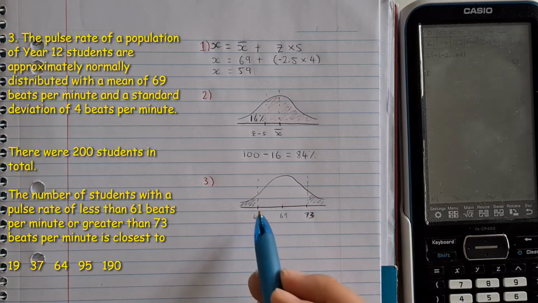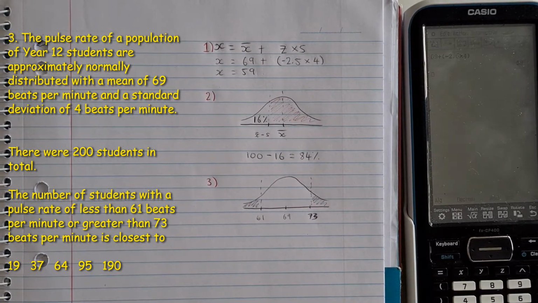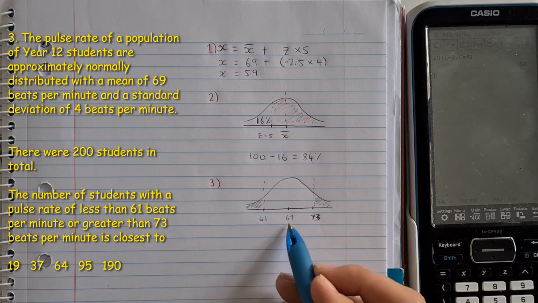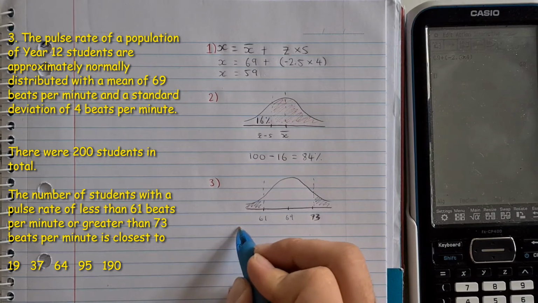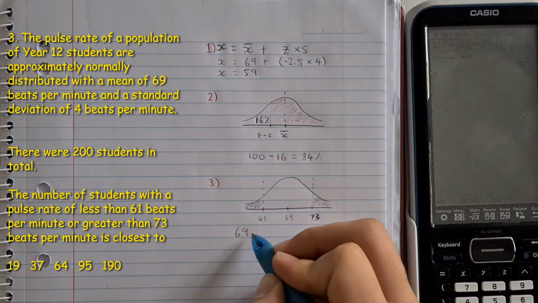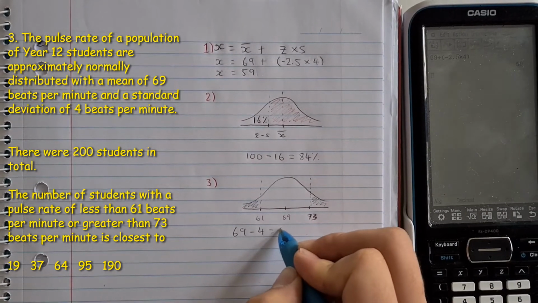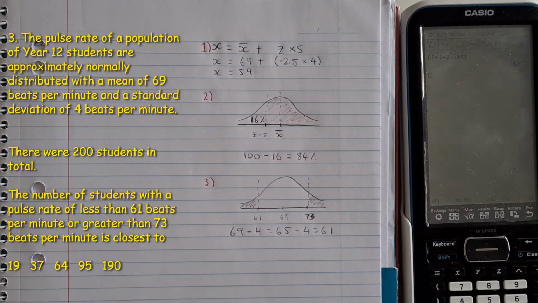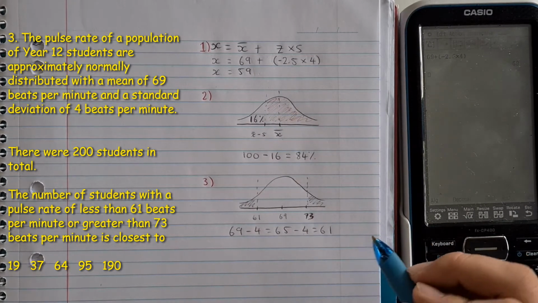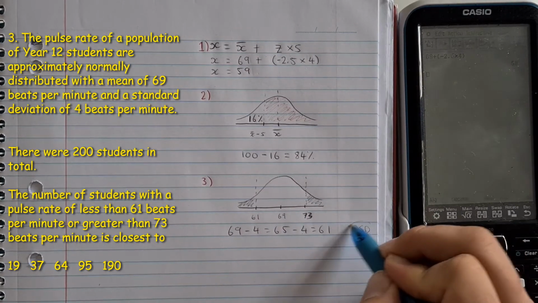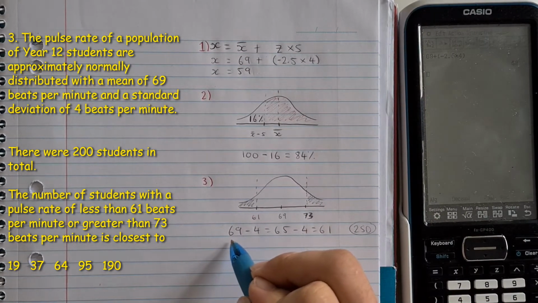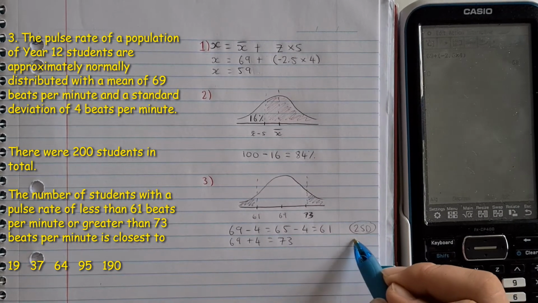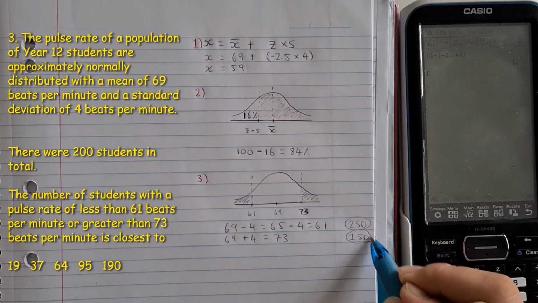To work that out, we need to work out what these percentages are first. To do that, how many standard deviations from the mean is 61? Well, we've got 69, the standard deviation is 4. So 69 minus 4 is 65. Then if we minus 4 again, we get 61. So 61 is 2 standard deviations away. Now let's look at 73. Well, at 69, if we add a standard deviation, we get to 73. So 73 is 1 standard deviation away.